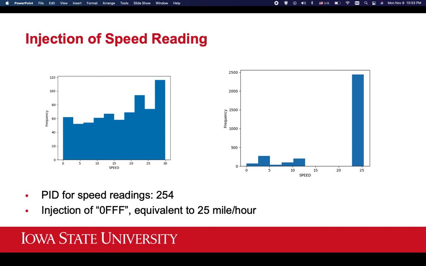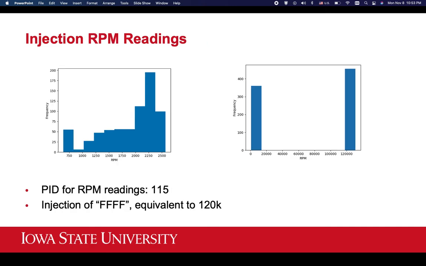As you can see here, injecting ID 254 with 0FF, which is equivalent to 25 miles per hour, will affect the frequency of the messages on the CAN bus. Similarly, for the RPM, injecting the RPM reading 115 FFF, which is equivalent to 120k RPM, will change the frequency. Capturing that, we can graph those messages and then, using similarity techniques, detect how similar the two vectors or the two data are, say at time t and then at time t plus 1.